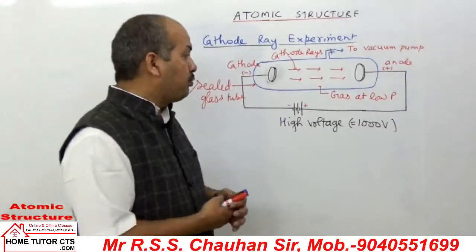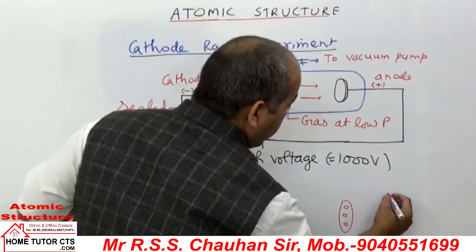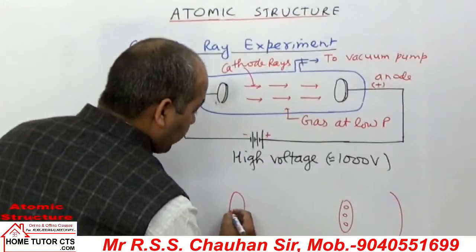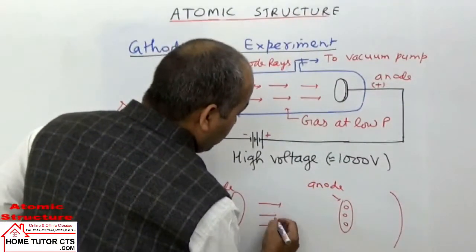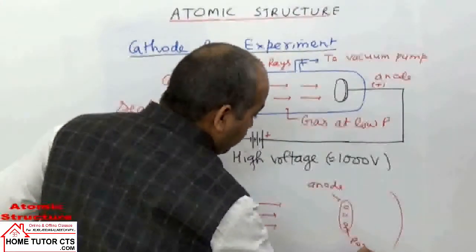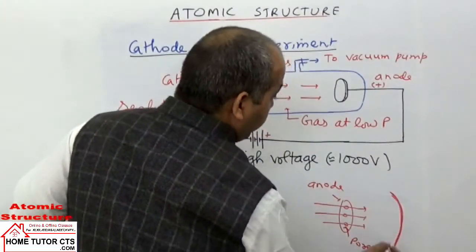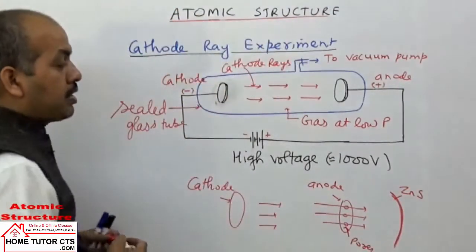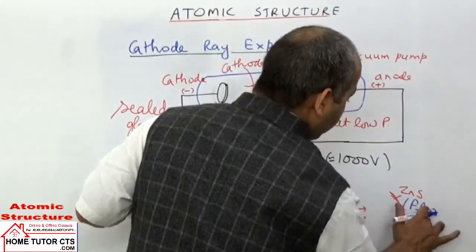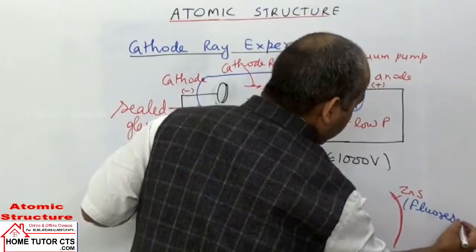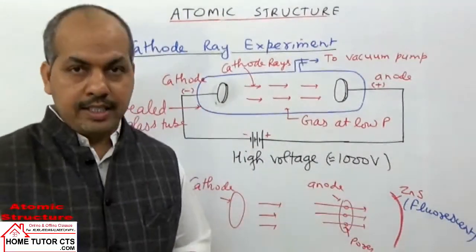To observe this, suppose I take an anode having perforations, pores, and the wall opposite to the cathode. What happens is that rays can pass through the perforations. And if I take a fluorescent material here, a coating of zinc sulfide, which is one example of a fluorescent material. What is a fluorescent material? It means that whenever particles strike on this material, they produce a flash of light.